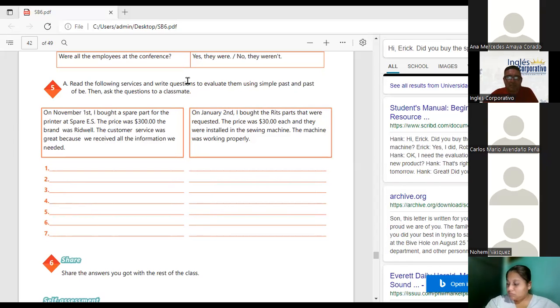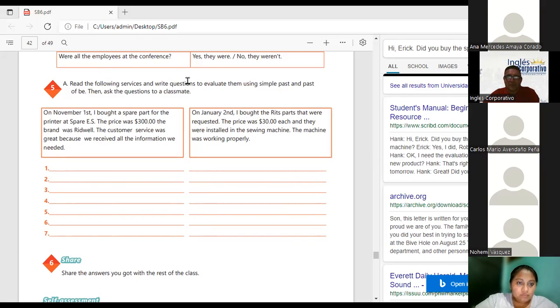Where did you buy the parts for the sewing machine? I did buy at Rich Park, okay? What did you buy on January 2nd? I bought the Rich Park parts that were requested, very good. Were the parts installed in the sewing machine? Yes, they were installed. Was the machine working properly when you bought it? Very good. How did you buy the parts? Online or by phone? Phone, you have a PH.